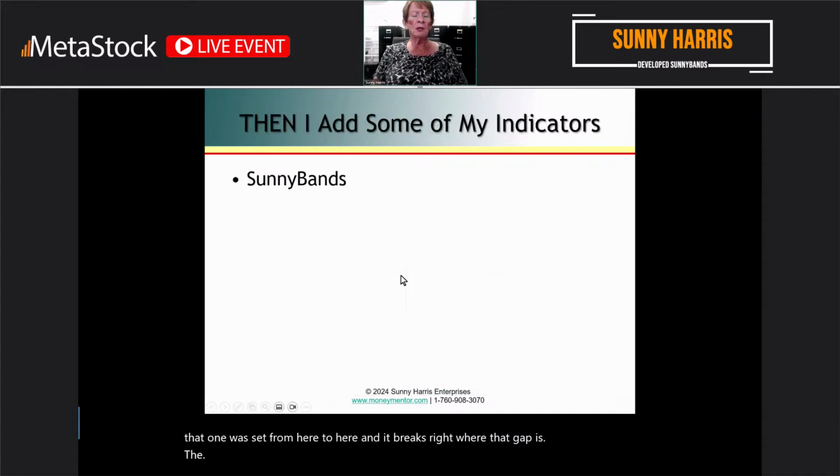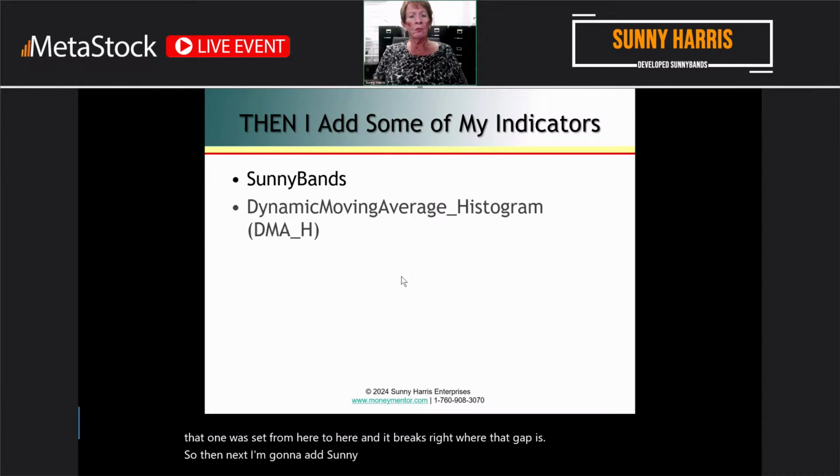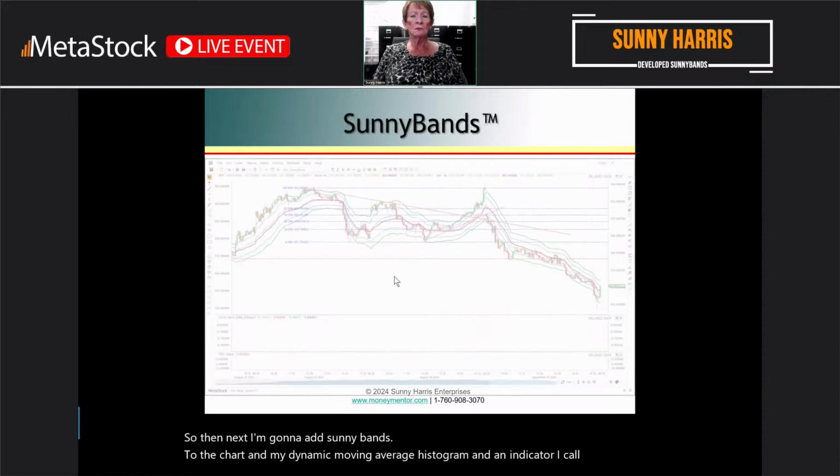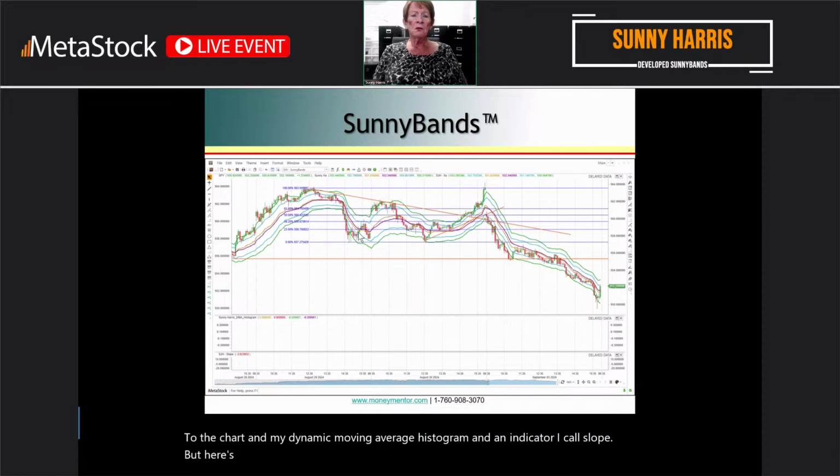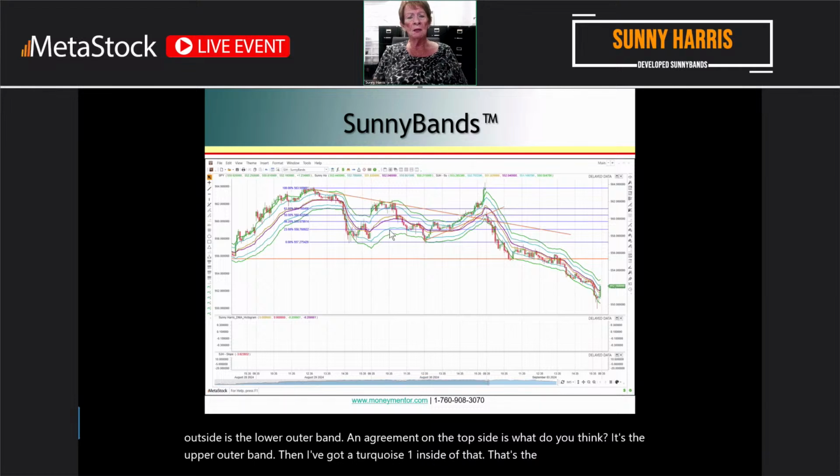Next I'm going to add SunnyBands to the chart, and my dynamic moving average histogram, and an indicator I call slope. So here's SunnyBands. You can see there are two green channels. The green one on the outside is the lower outer band. And the green one on the top side is, what do you think? It's the upper outer band. Then I've got a turquoise one inside of that. That's the upper inner band. And the lower one is the lower inner band.